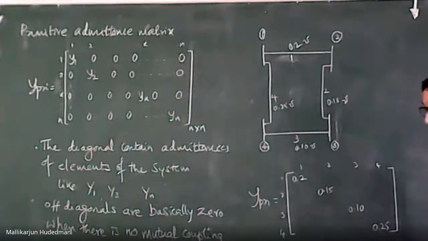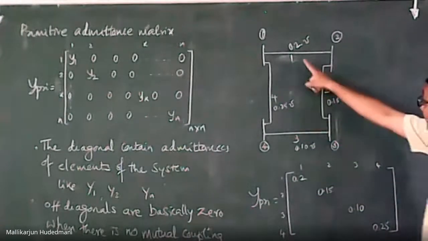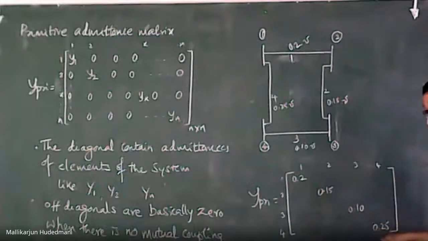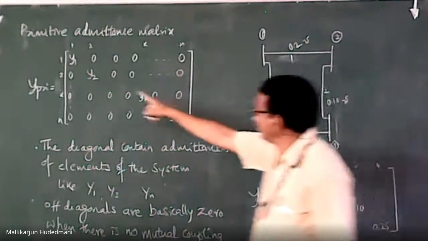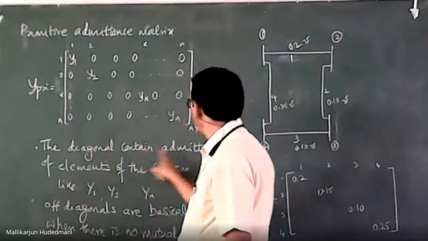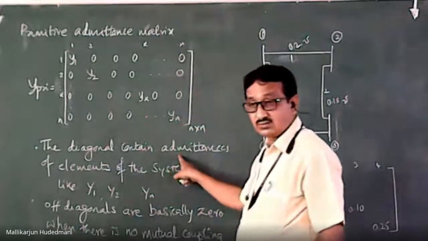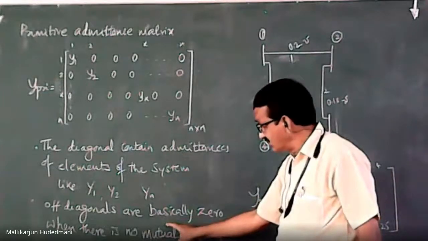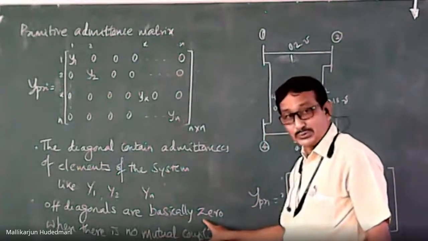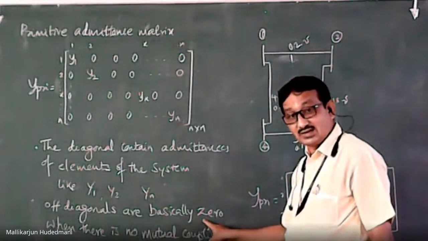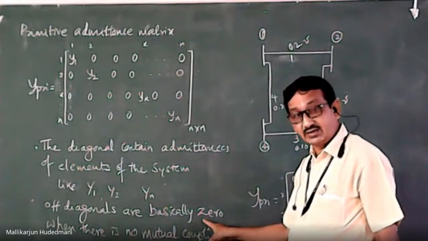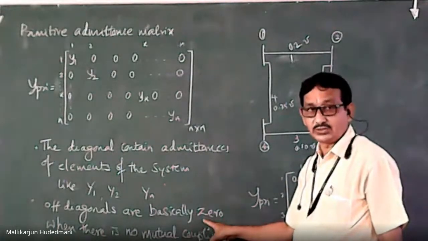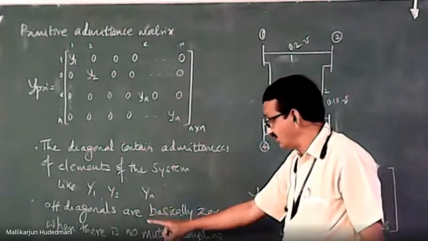0.25. Very simple. Now I placed all these elemental representations, admittances, along the main diagonal. The main diagonals contain the elemental admittance of the system you are considering. What about the off diagonals? Off diagonals are basically 0 unless there exists a coupling between any of the lines; otherwise it stands 0.